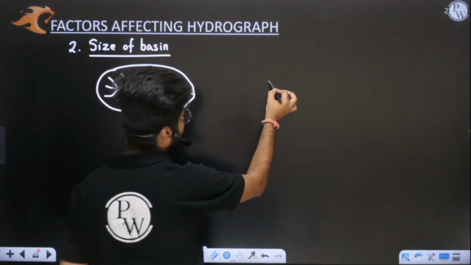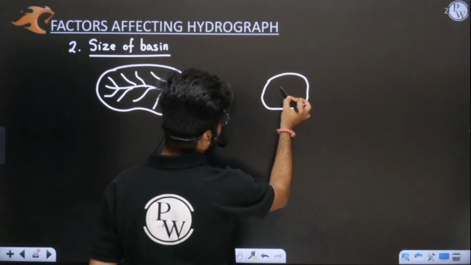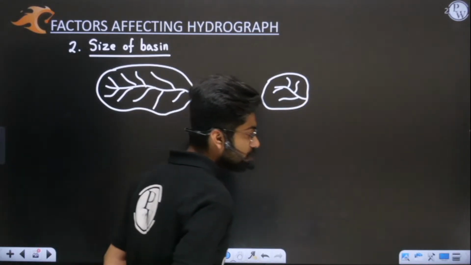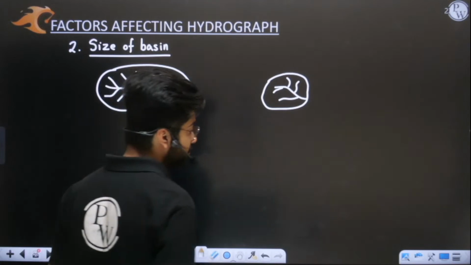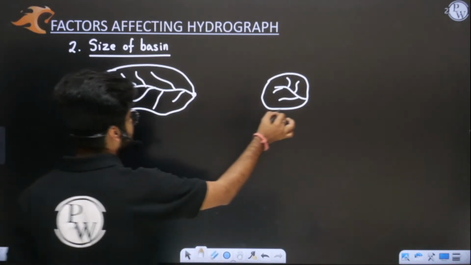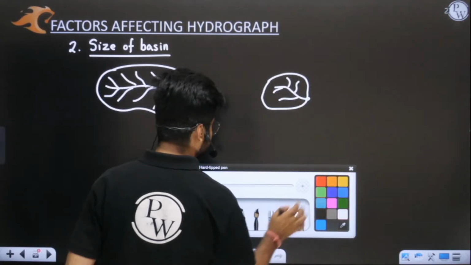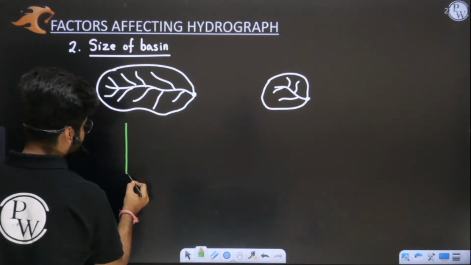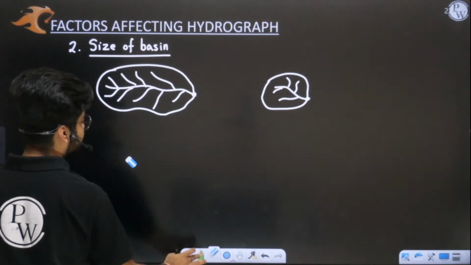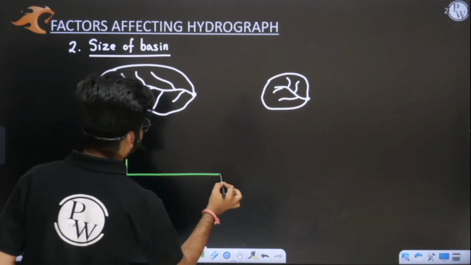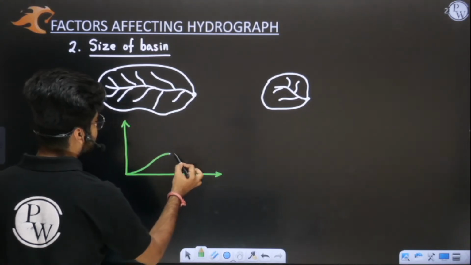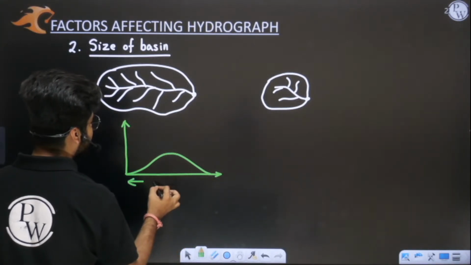And let us say we have a smaller catchment area as compared to a large one. Can you guess where we will have a quicker drain off? That's very simple to understand. In the large one, water will take too much time to reach the outlet. So the graph will be like this. It is taking too much time.